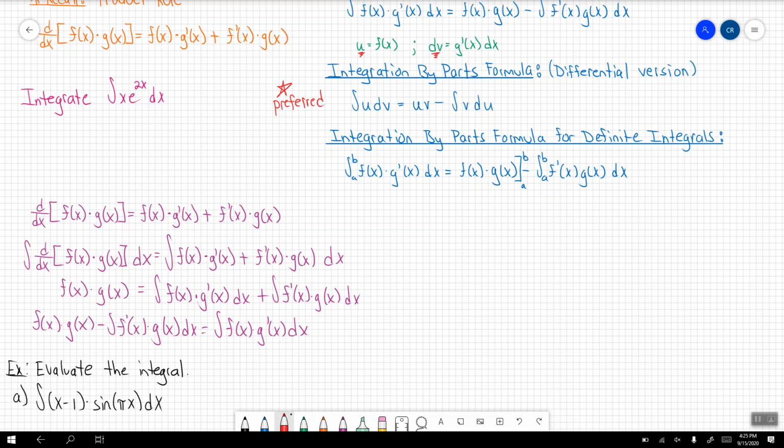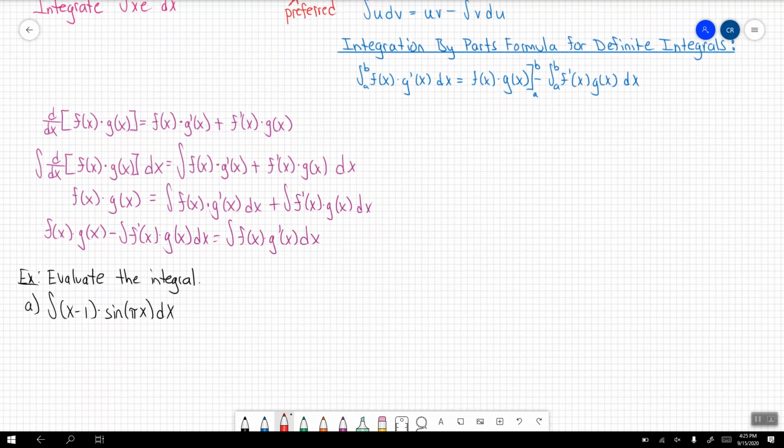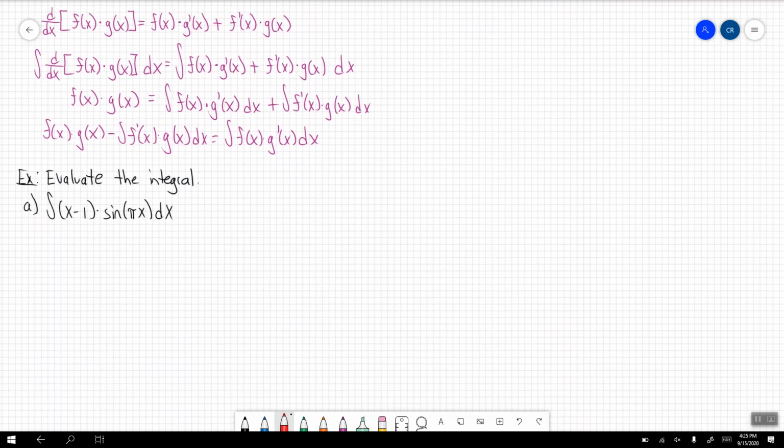So if you ever come to my office hours and you hear me whispering that when I'm doing my integration, it's because that's the way my mind is piecing all of this together. And there will be an integration by parts formula for definite integrals when we have those bounds, that we'll get to in a little bit. For now, let's keep going with the question. I'm going to identify my u as x minus 1, and I'm going to identify my dv as sine of pi times x dx.